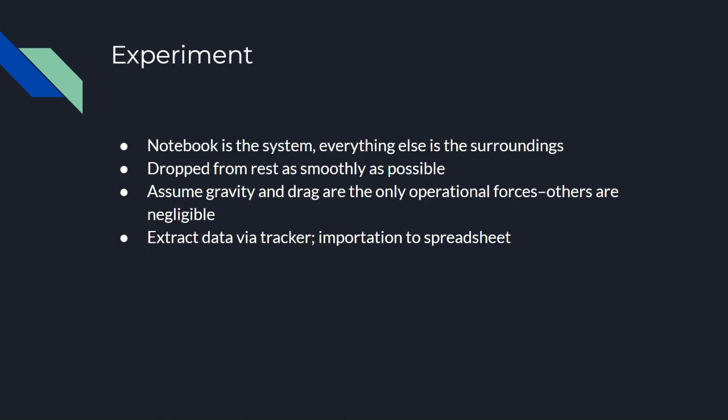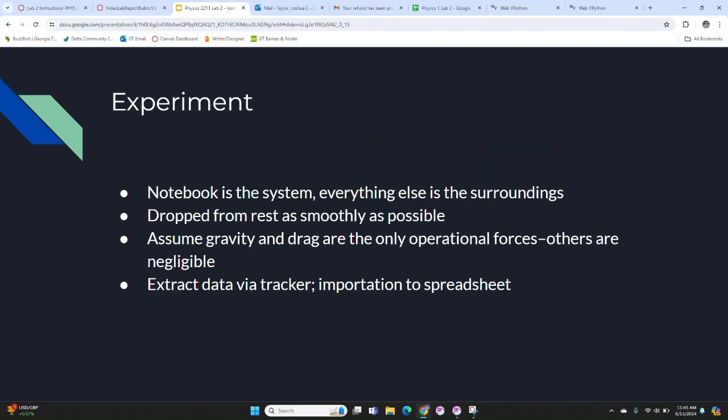So the experiment, we drop a notebook, which is the system, and everything else is the surroundings. We drop it from rest as smoothly as possible so as not to impart any initial velocity. And we assume that gravity and drag are the only operational forces. Others, like gravitational force of other objects, are negligible. We extract the data using Tracker and import it into a spreadsheet.